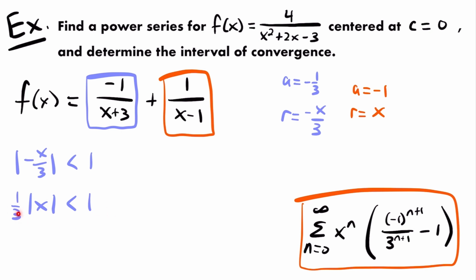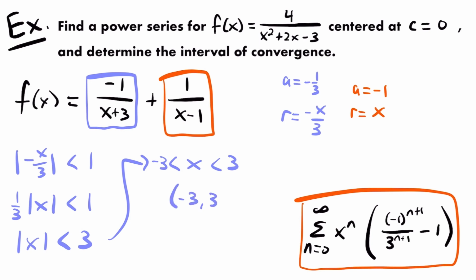And now we can multiply both sides by 3 and find that the absolute value of x will be less than 3. And what that will tell us is that x will be less than 3, but greater than negative 3. And so when x is between negative 3 and positive 3, the power series for that first partial fraction would be a convergent series. All right, so the first interval of convergence is from negative 3 to positive 3.